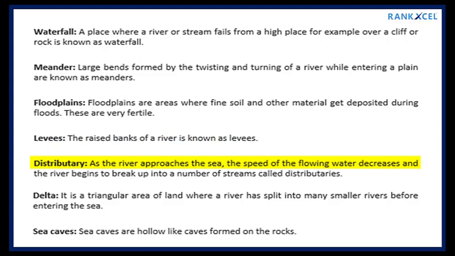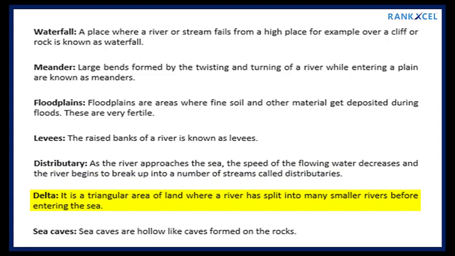Distributary: as the river approaches the sea, the speed of the flowing water decreases and the river begins to break up into a number of streams called distributaries. Delta: it is a triangular area of land where a river has split into many smaller rivers before entering the sea. Sea caves: sea caves are hollow-like caves formed on the rocks.